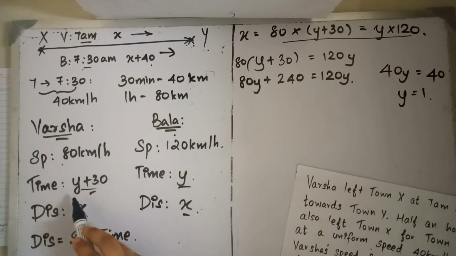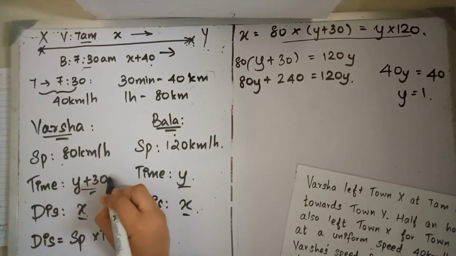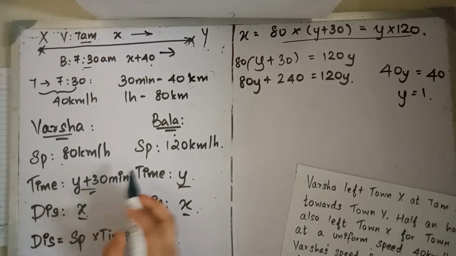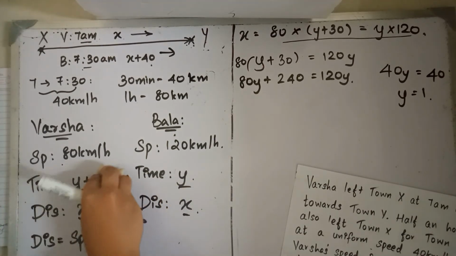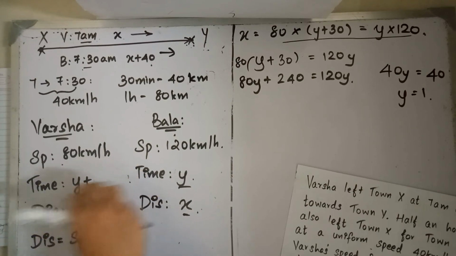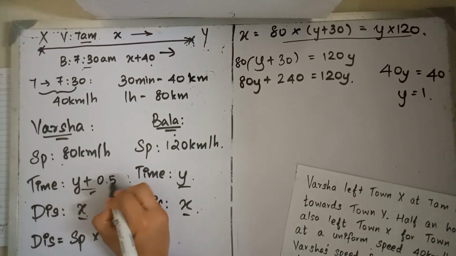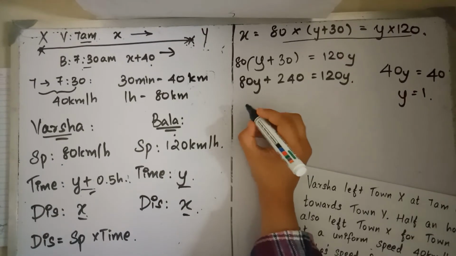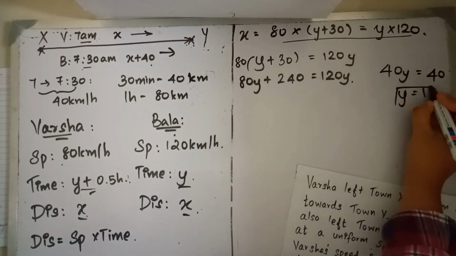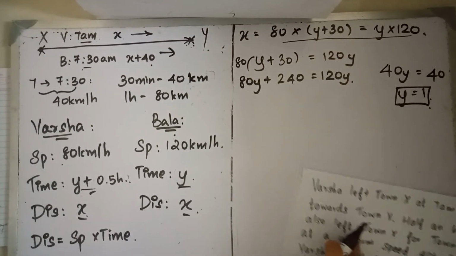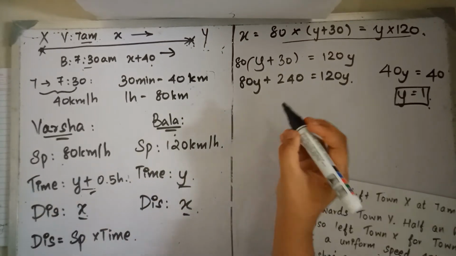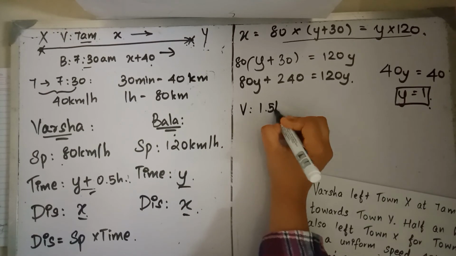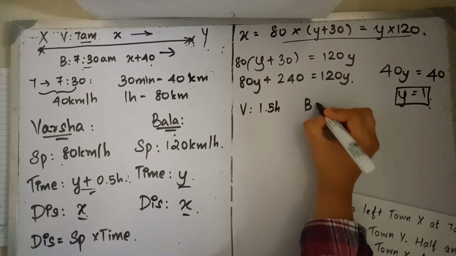What is Y over here? Y is the time. Actually, Y is in the form of hours. This is not supposed to be 30 minutes. We can have it instead as 0.5 hours because everything is in the form of hours. Okay. So now Y is hours. So using this information, we can find out the time that both of them took. So Varsha has taken 1.5 hours and Bala has taken 1 hour.